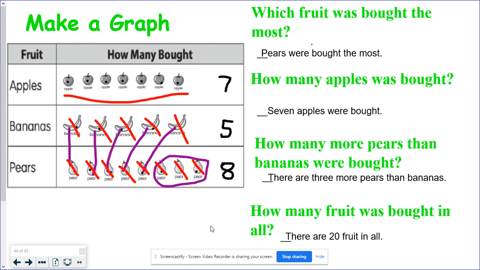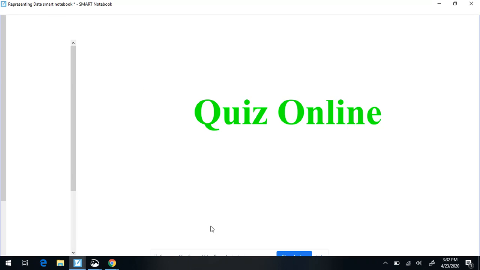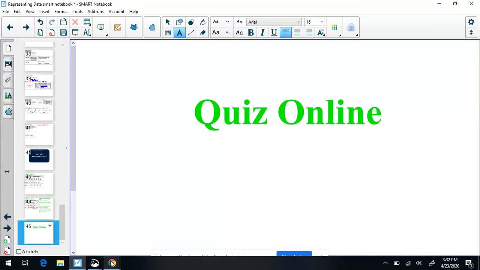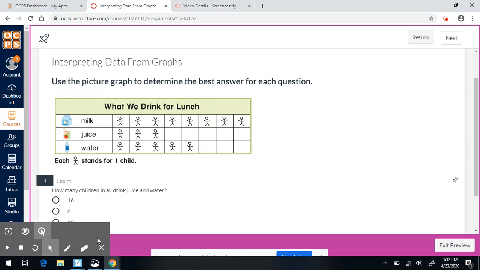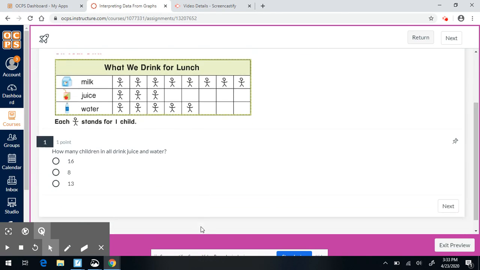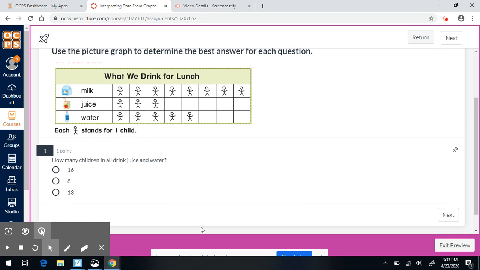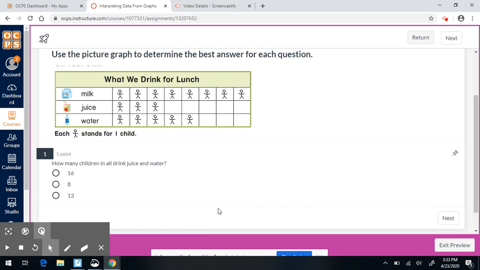All right, now it's time for the quiz. So you're going to go online to Canvas, and if you're having trouble getting on Canvas, then you can write down your answers as you go here. So the first question says, use the picture graph to determine the best answer for each question. So we will be going back and forth to this picture graph.